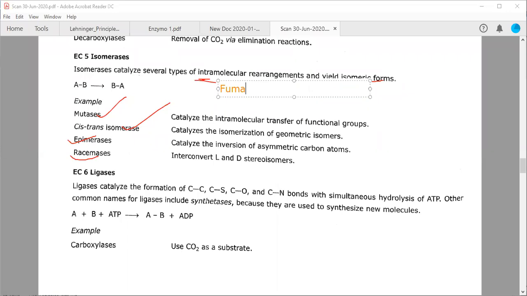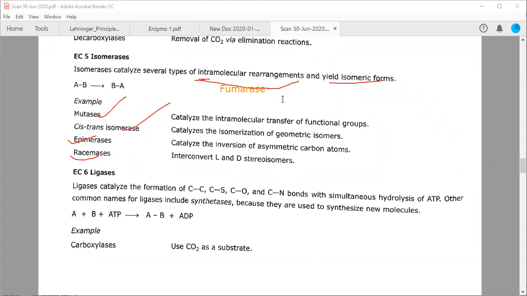Oh, sorry, fumarase. So fumarase is an enzyme which comes under the isomerase class. If you do not remember the Krebs cycle, this fumarase is responsible for converting one of the intermediates of the Krebs cycle into another. So generally, if you move through the Krebs cycle, you will find the fumarase.